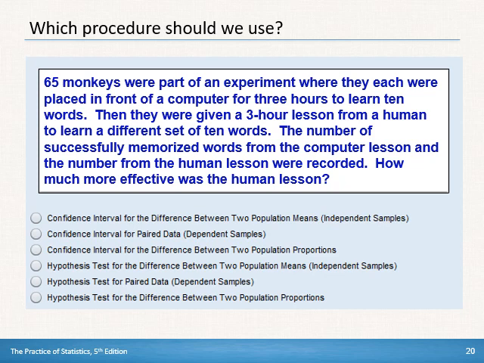All right, so 65 monkeys were part of an experiment where they were each placed in front of a computer for 3 hours to learn 10 words. They were then given a 3-hour lesson from a human to learn a different set of 10 words. The number of successful memorized words from the computer lesson and the number from the human lesson were recorded. How much more effective was the human lesson? All right, pause the video and figure out which inference procedure, and then unpause the video once you've decided.